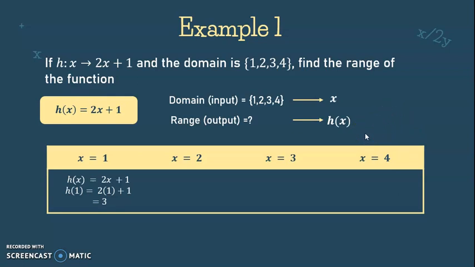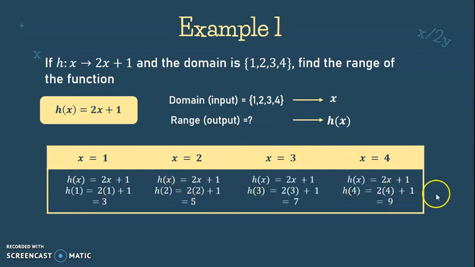Alright, so I believe all of you have calculated the output value for this function notation. So here are the answers. Okay, if you don't get the same answer, please let me know and I will guide you. Okay, so how you write down the answer should be, the range is curly bracket 3, 5, 7, and 9. Okay, that is for example 1.